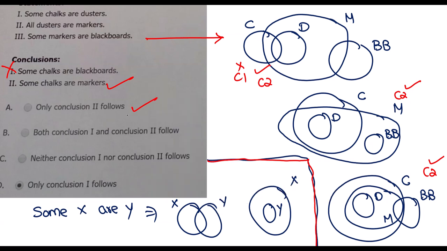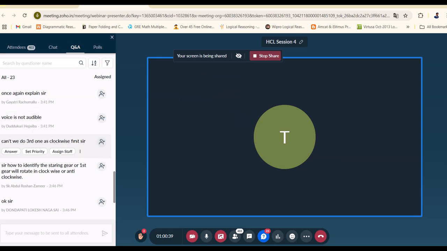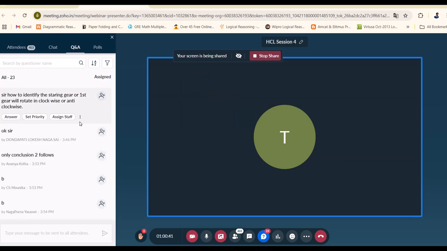I'm just giving the idea of how to draw the diagrams. Okay, you can draw many more also with a combination of this. Right? So the answer is only conclusion 2 follows.